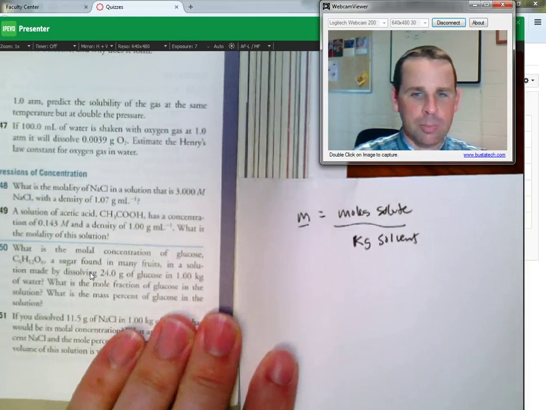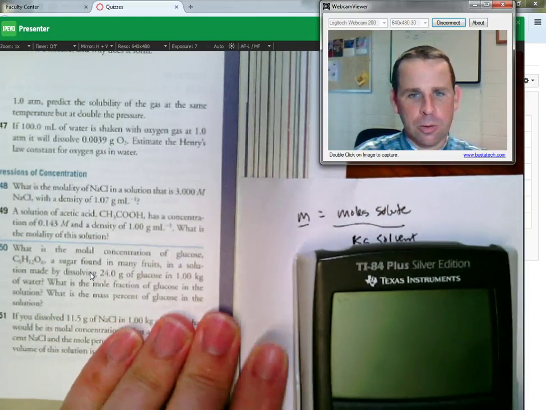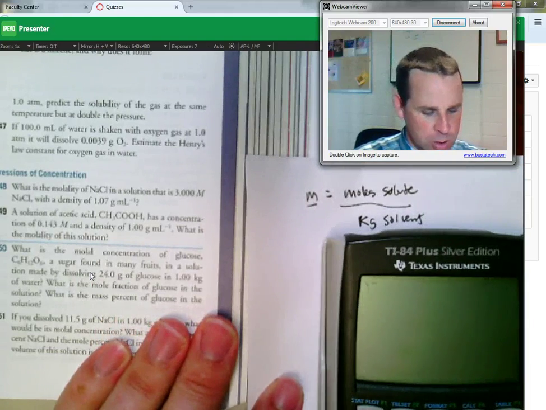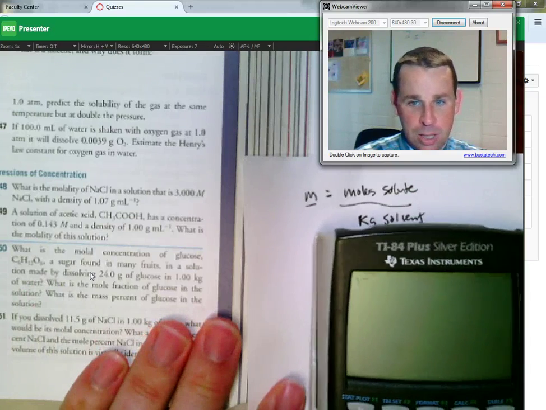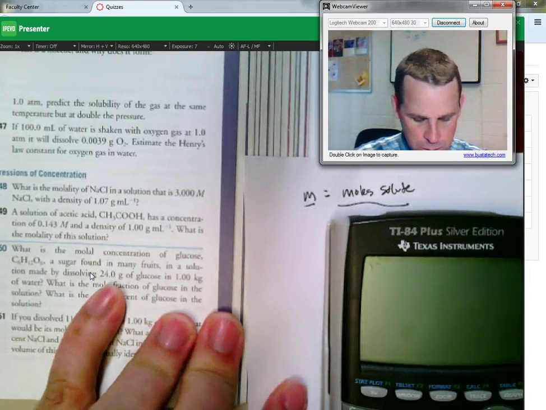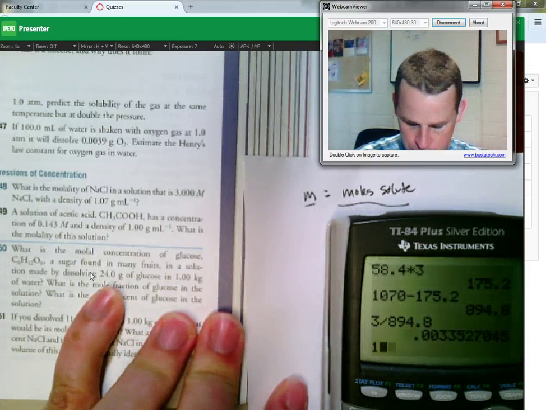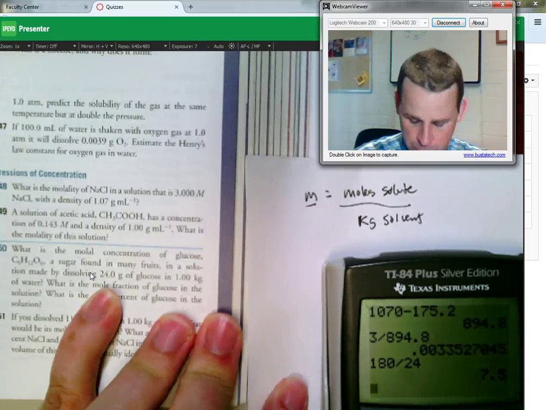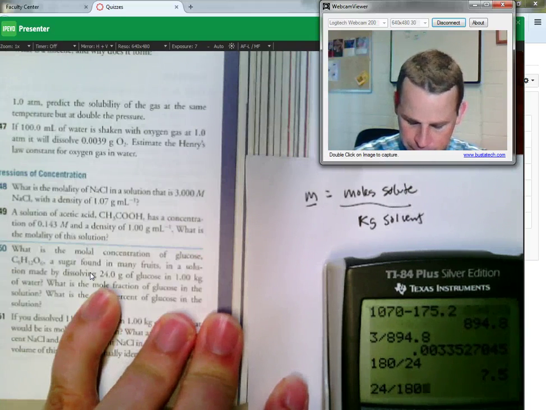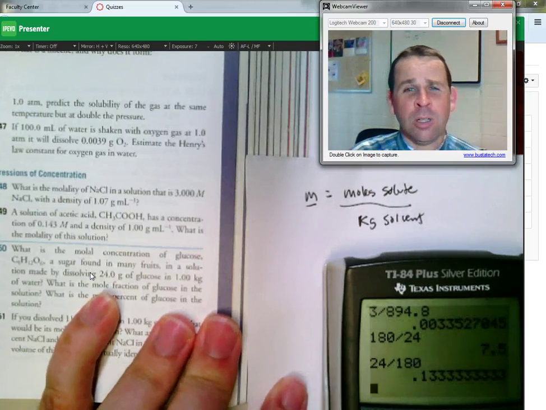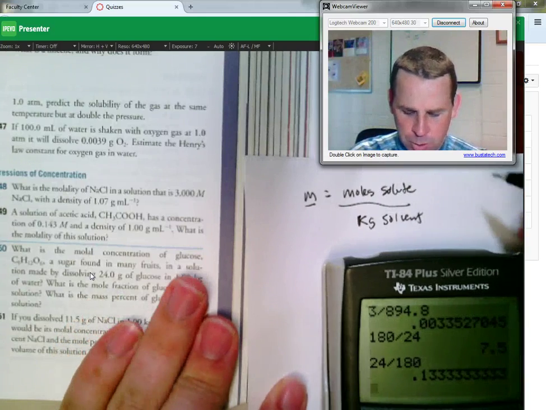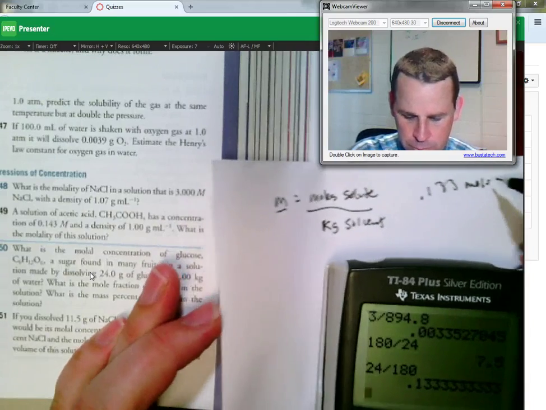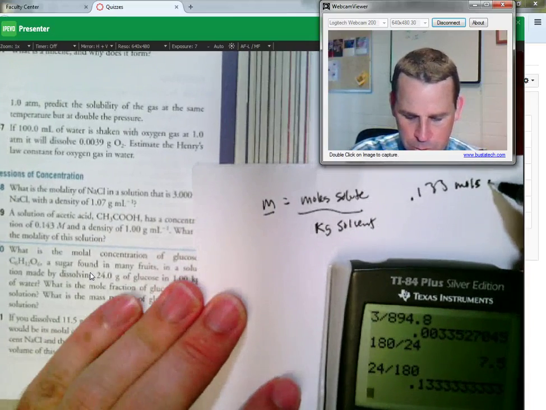how many moles of sugar that is, right? So this stuff, C6H12O6, that has a molar mass of 180. You can add that up. It's glucose. So 24 divided by 180. That's how many moles of glucose we have, 0.133. So that's 0.133 moles of solute, glucose.